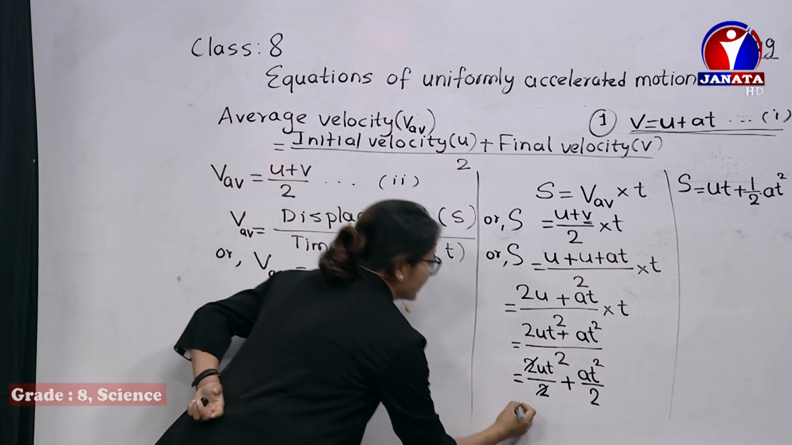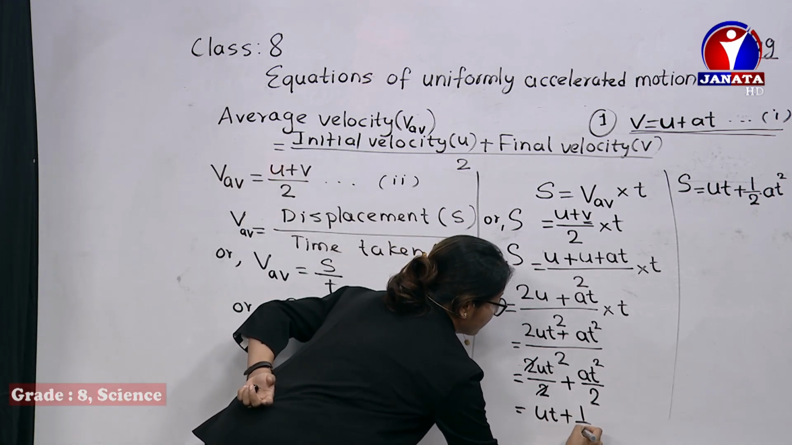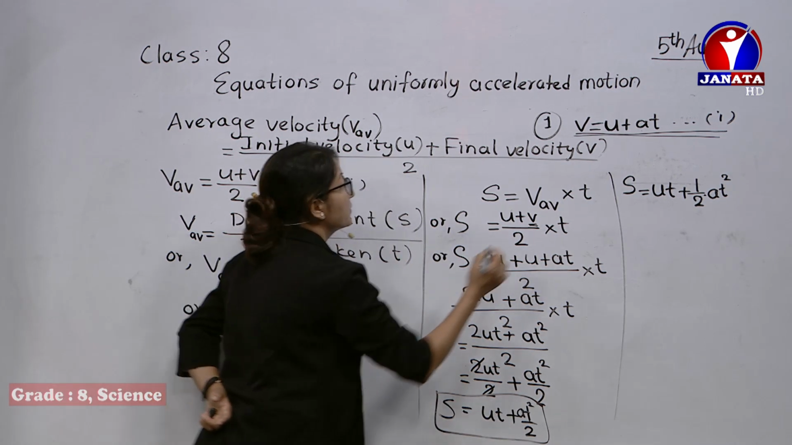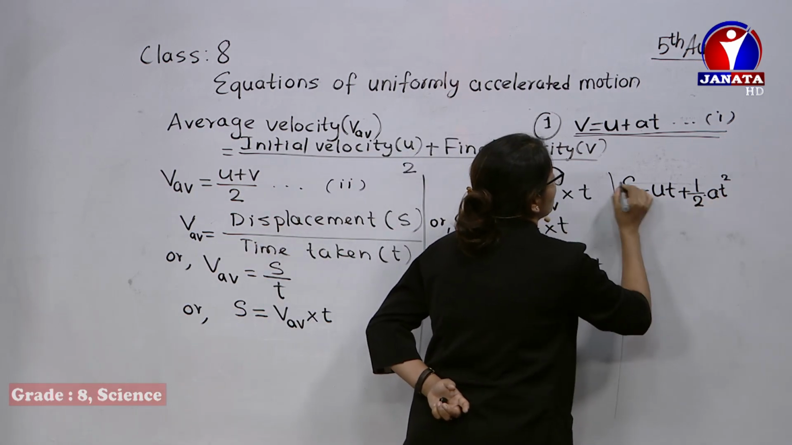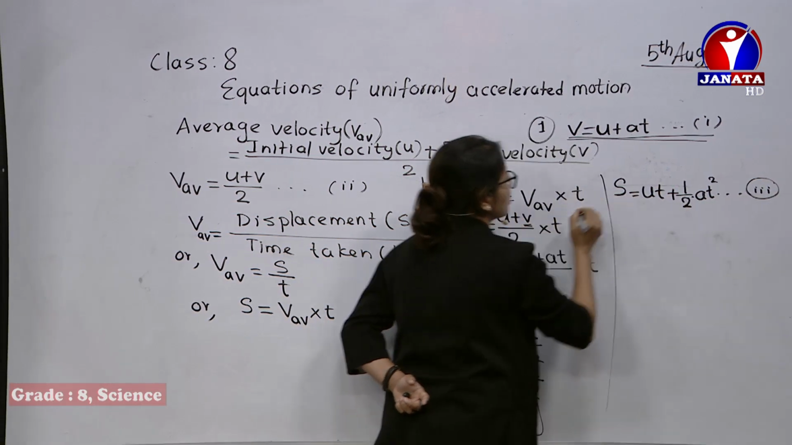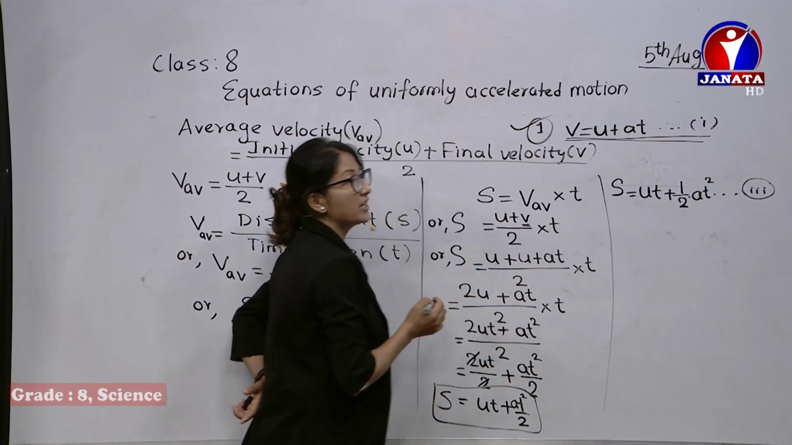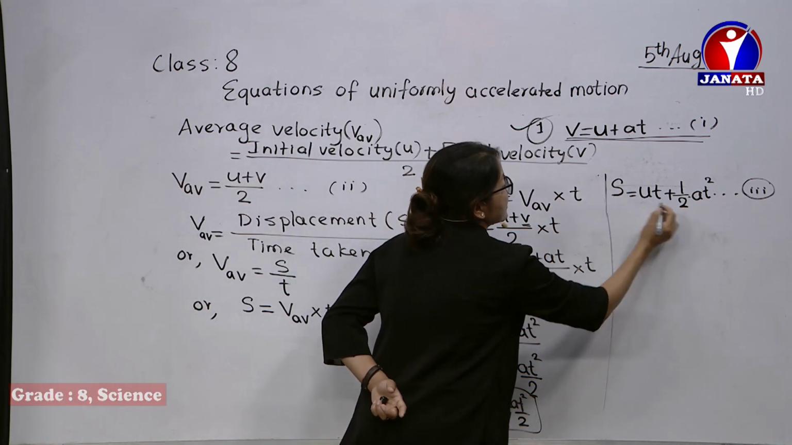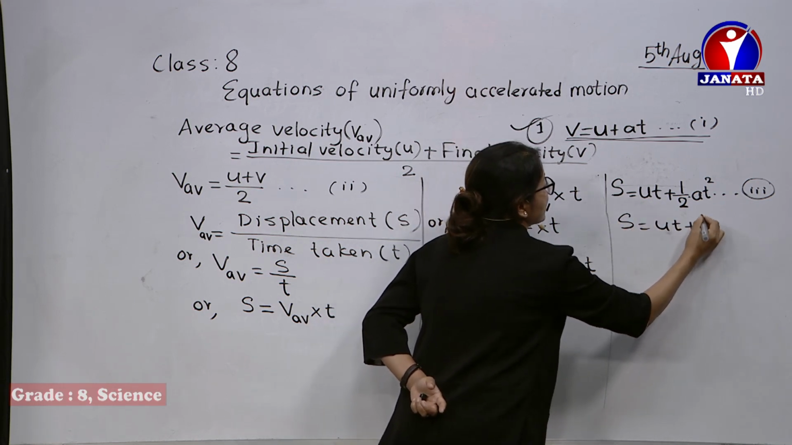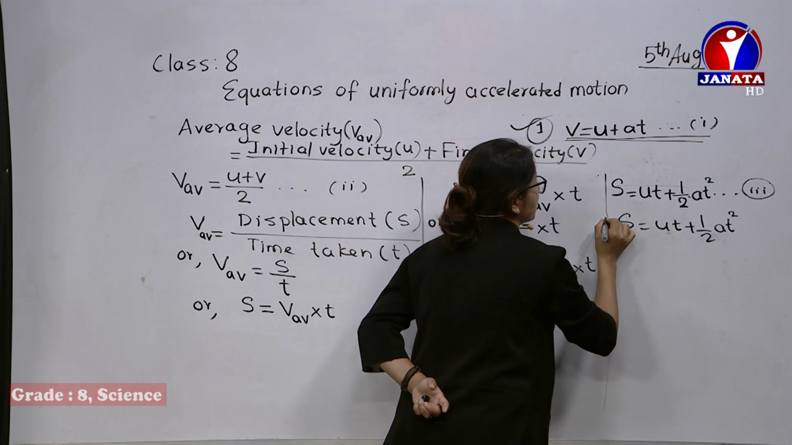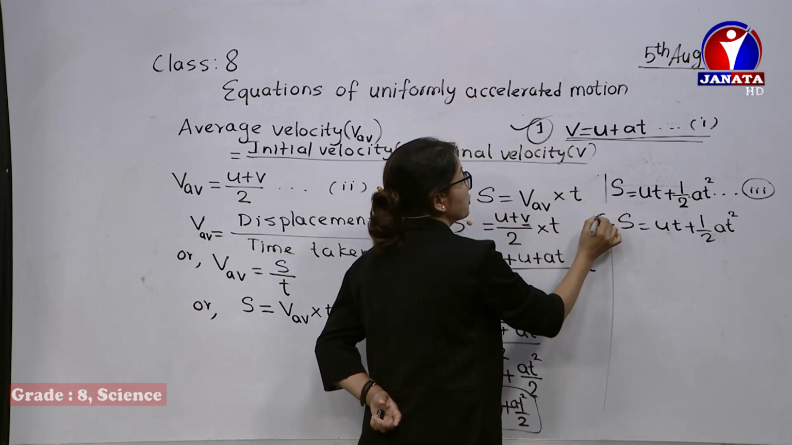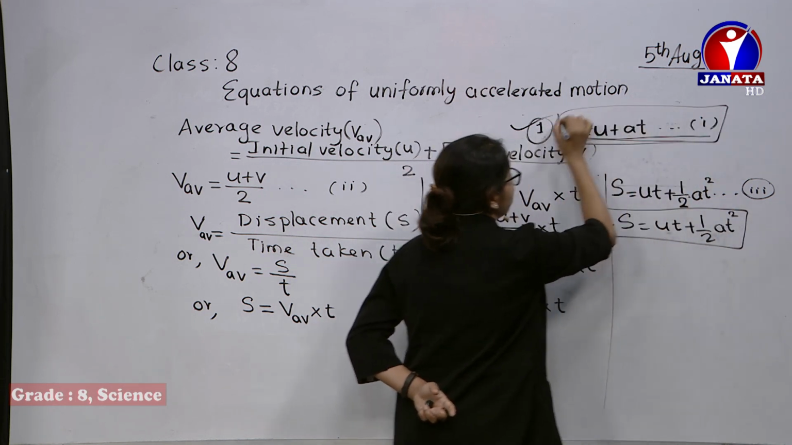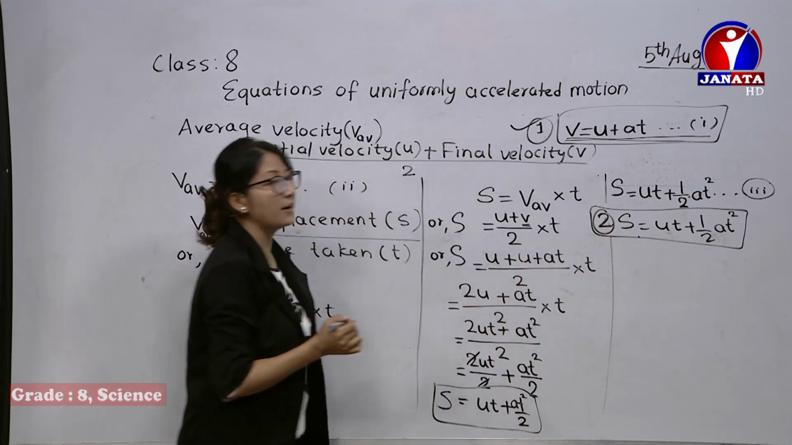You can see here, I write ut plus 1 by 2 at square. So this one is solved. This is also solved. The first one is already solved: v is equal to u plus at. Next one we have S is equal to ut plus half at square. The second equation of motion is also solved. So this is the first equation of motion, and now this is the second equation of motion. These two are solved.